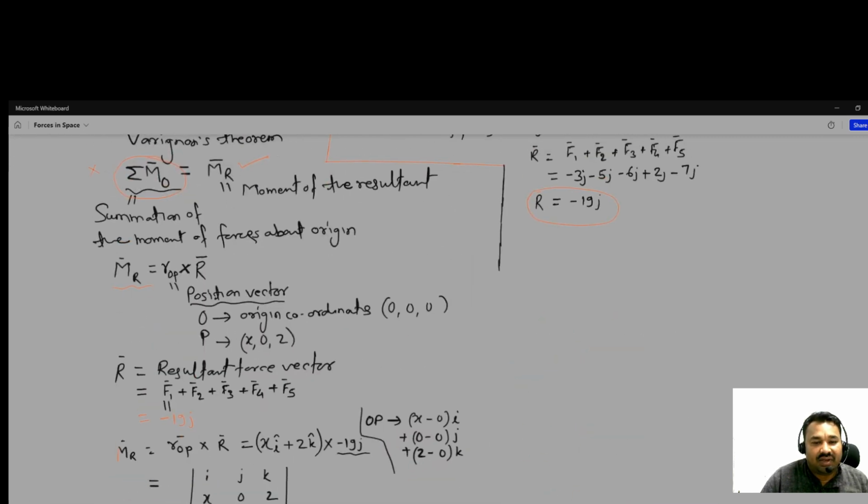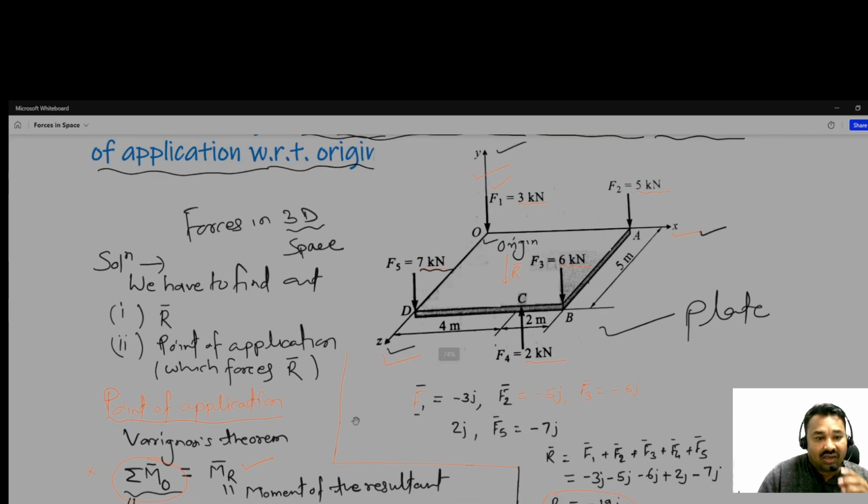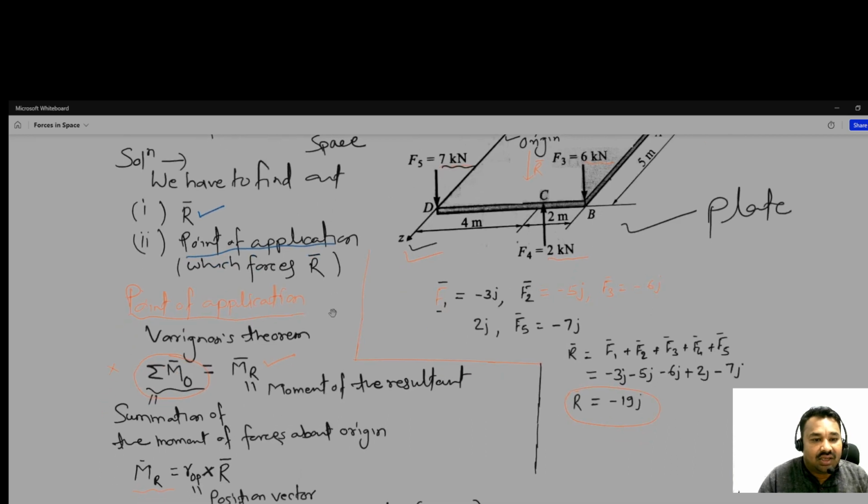So what we did, and what was my approach in this question? What we wanted to know about first the resultant, okay, then the point of application of that resultant. So that we get from Varignon's theorem. Okay, and what is Varignon's theorem? It is summation of moment about O. Here everything we are going to find about origin is equal to moment of resultant. Okay, and then what is this moment of resultant?